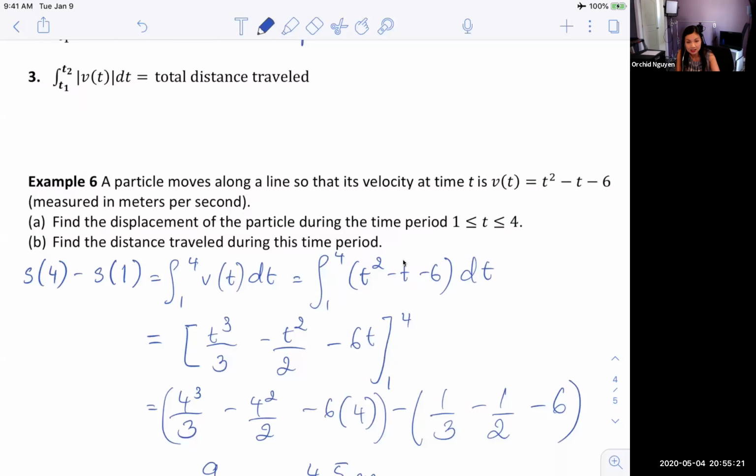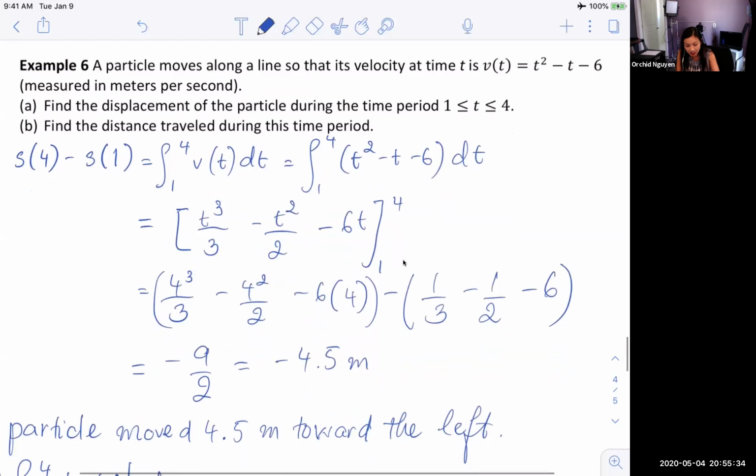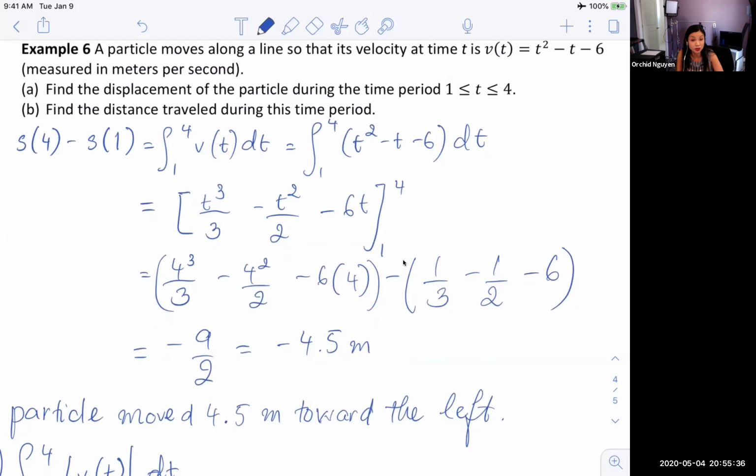Now, you take the antiderivative, we ended up with t cubed divided by 3 minus t squared divided by 2 minus 6t, and then we evaluate from 1 to 4. So after that, I plug it in, I ended up with negative 9 over 2, which is negative 4.5. So negative indicates that the particle moves 4.5 meters toward the left because it's negative.